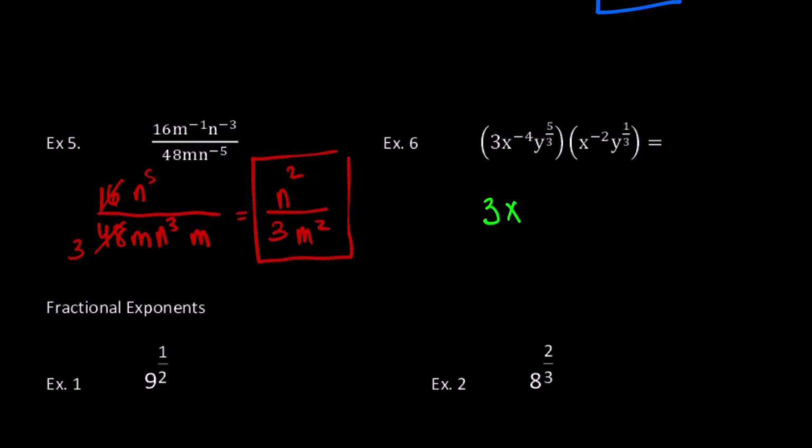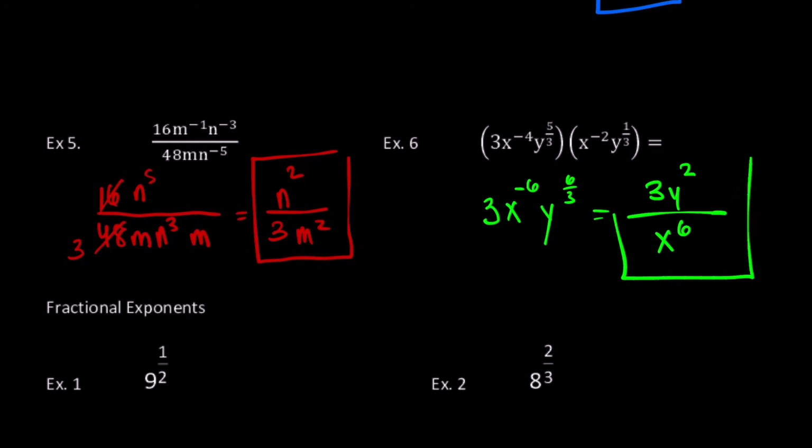Negative 4 plus a negative 2 is negative 6. Y to the, add those exponents. 5/3 plus 1/3 is 6/3. Now I'm doing this slowly because I want to simplify this expression. What I'm going to have here is a 3y squared in the numerator, x to the sixth in the denominator. Notice that negative exponent means that this term will go to the denominator, and I can simplify 6 over 3 as 2. So there's my simplified expression.